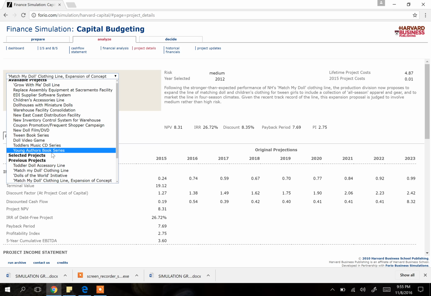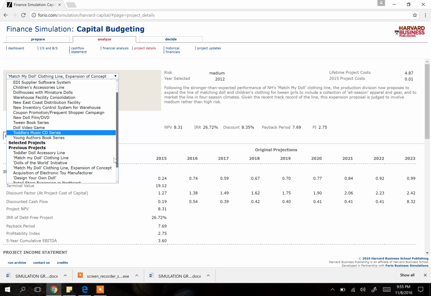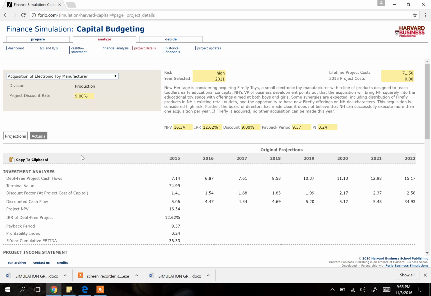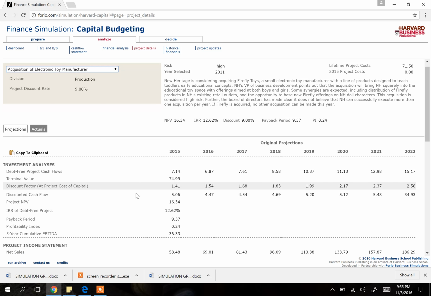Investment, mutually exclusive products, obviously you can only pick one. You can only pick one and hope for the best. So the one that I ended up doing was the acquisition of the electronic toy manufacturer. Again, looking at those capital budgeting with the net present value being 16.34, the IRR of 12%. There were a couple that were higher, but looking at the payback period, that's also super high. And that PI is still not one, so there's multiple red flags saying you shouldn't do this.